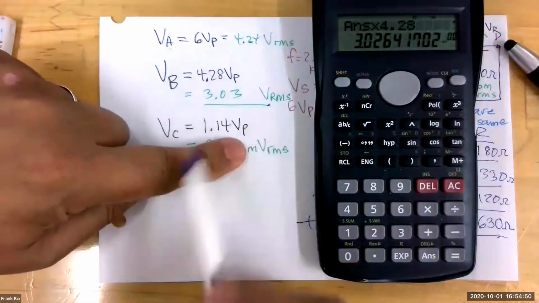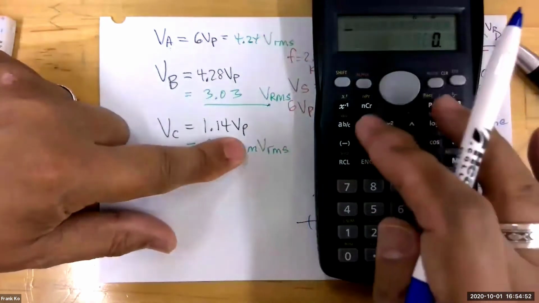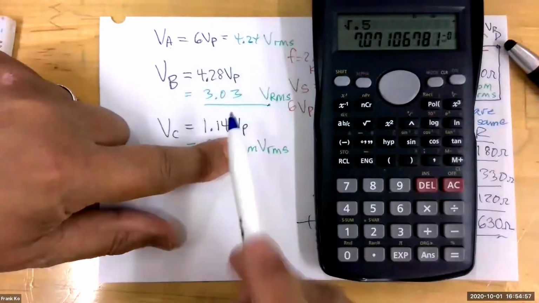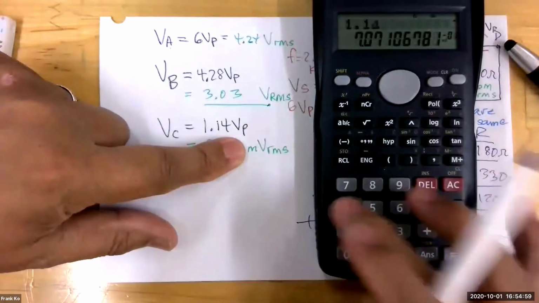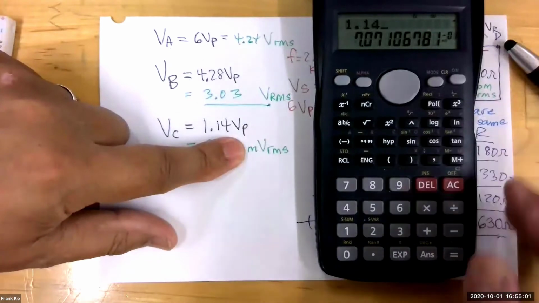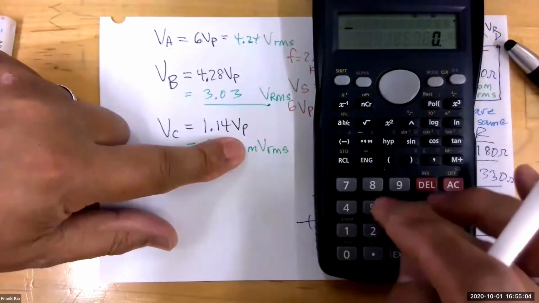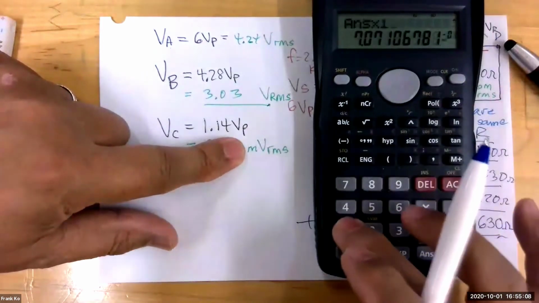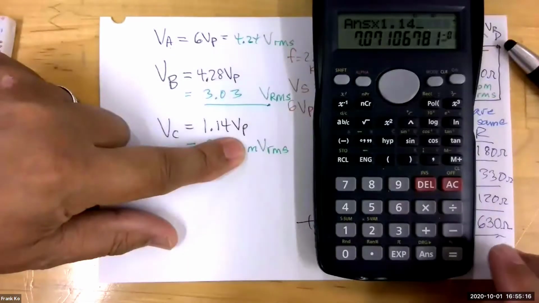We have one more to do. Let's go ahead and do this one. Everybody take the square root of 0.5 equals, and now multiply by 1.14. Square root of 0.5 equals, and now multiply by 1.14. And when I go to do this, the calculated results, Wei Ji, works out to be what? 806 milli VRMS.